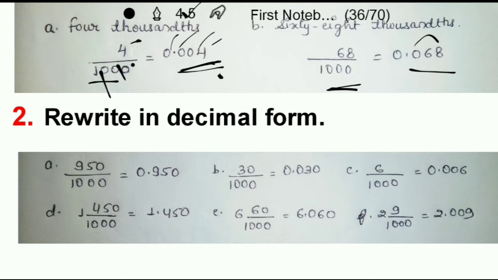Rewrite in decimal form. In decimal form means these 3 numbers and these 3 numbers. So in this one represent as a decimal: 0.95, and this 0 you can cancel also. In this one, this 3, the 0 and 0 we can cancel. So we can write as 0.03. Same here, in this question we want 3 numbers, but we are having only one number. So we can put 0s before 6, but after the decimal we want 3 numbers. So 0, 0 and 6.